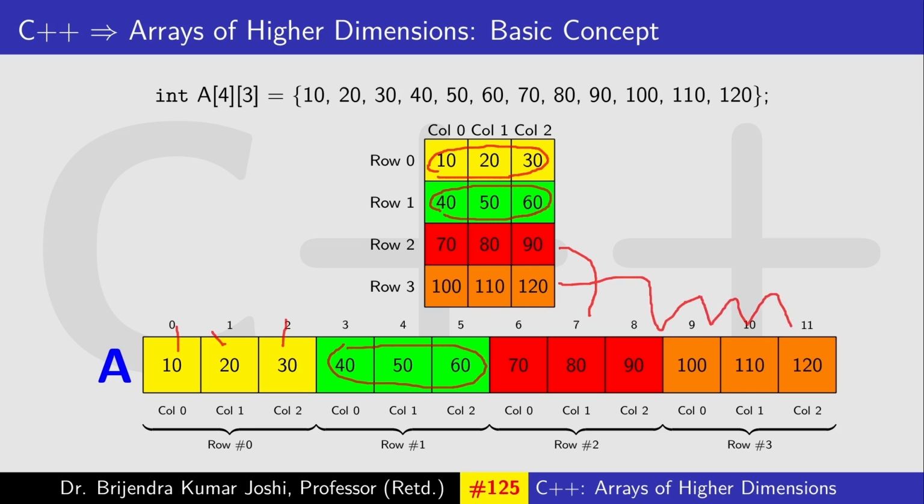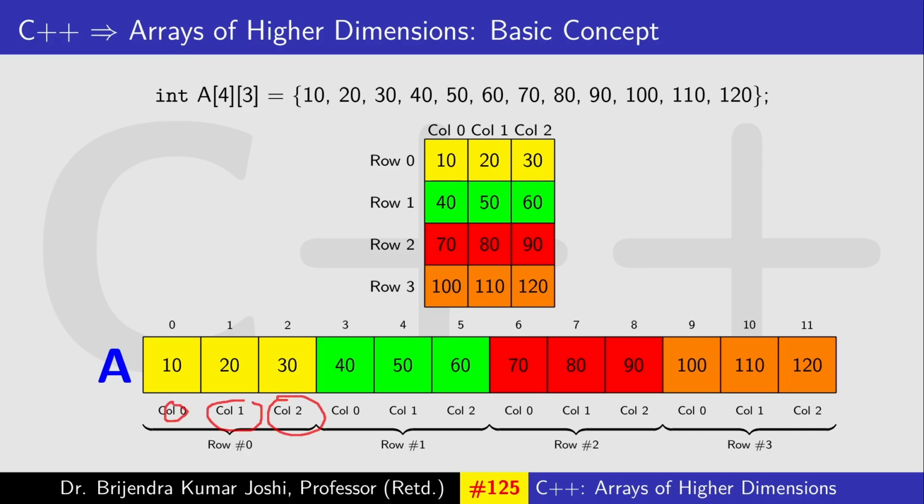Okay, so you can see here I have written it like this. Since it is row major, row number 0 would be stored first, and inside that, columns would be stored: column 0, column 1, and column 2, followed by all elements of row number 1, followed by row number 2, followed by row number 3.